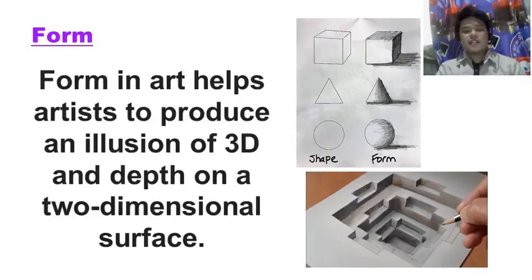Okay. Next is the form. So the form in art helps artists to produce an illusion of three-dimensional depth. Example here on the upper right. Compared to a simple square, if you're going to make it as a cube together with some shadows right there, it will make a different impact. Okay, like it is really existing compared to this triangle and to this cone and to this circle to this sphere. Okay, that is the difference between a shape and a form.